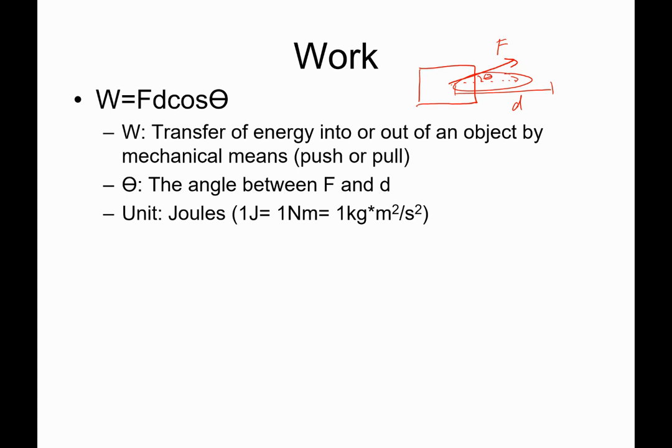Theta is the angle between force and distance. But really, we don't end up using the cosine theta if our force and our distance are already in the same direction. Now, the units for work are joules, because a joule is a newton times a meter, which is the same as kilograms times meters squared per second squared. And that comes from force equals mass times acceleration. So we've got an acceleration times the distance times another mass.